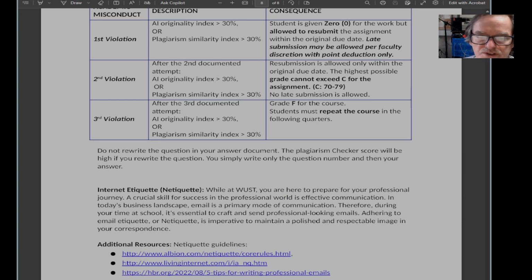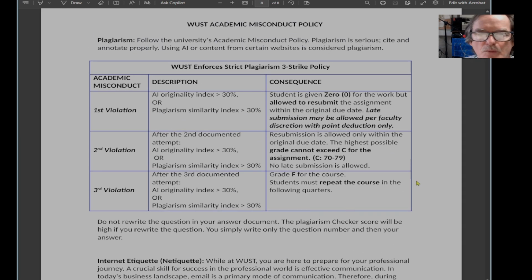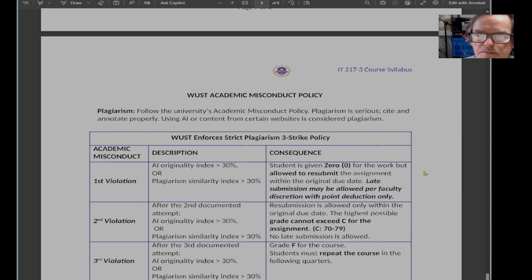There's some etiquette rules here. This is about the discussion forums. Sum it up. Don't be a jerk. It's about as simple as that.